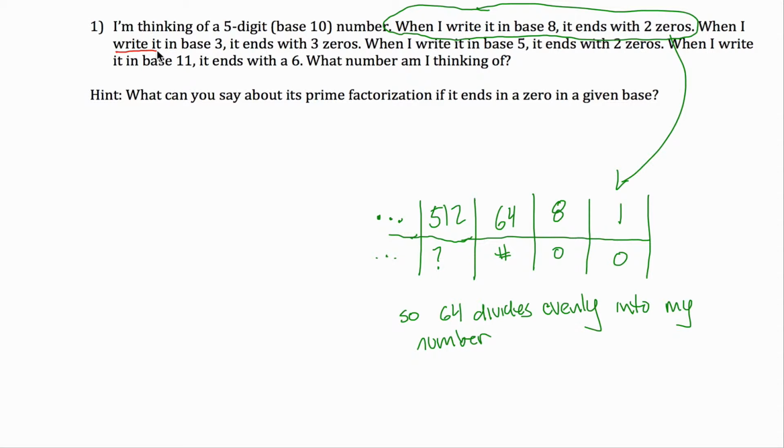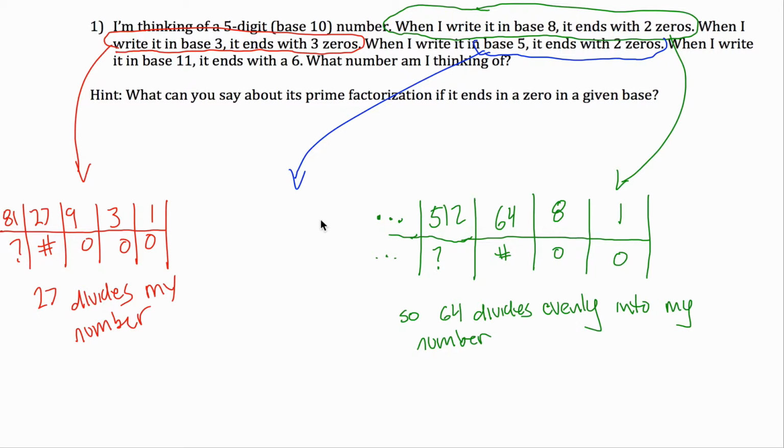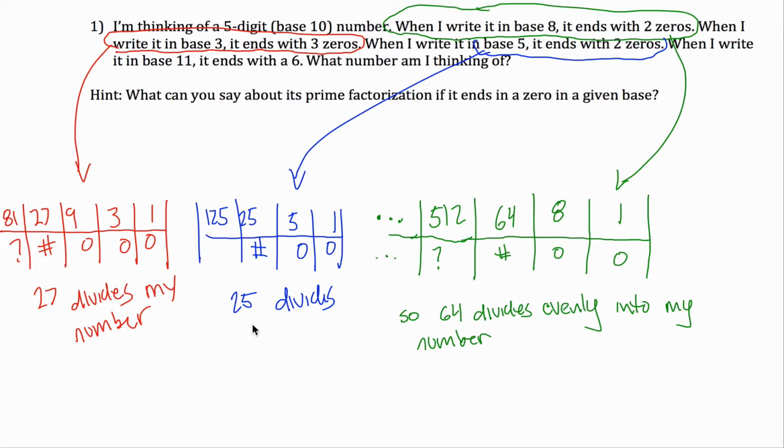And similarly, when I write it in base 3, it ends with 3 zeros. So that's going to give me some other number that divides evenly into my number. What number? Well, you might not need me to write this out, but I'll do it anyways. In base 3, these are kind of what my digits represent. And so it ends in 3 zeros. So what that tells me is that 27 divides evenly into my number. And then finally, we have that in base 5, it ends with 2 zeros. And so by the same logic, I guess I've gone this far, I might as well draw them all out. If it ends in 2 zeros, that means that 25 divides into my number.